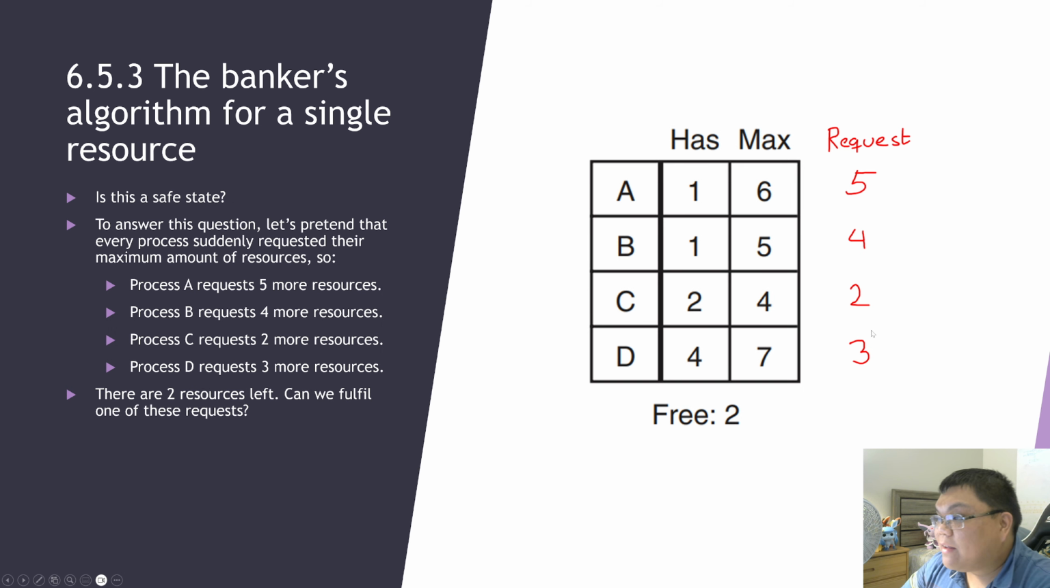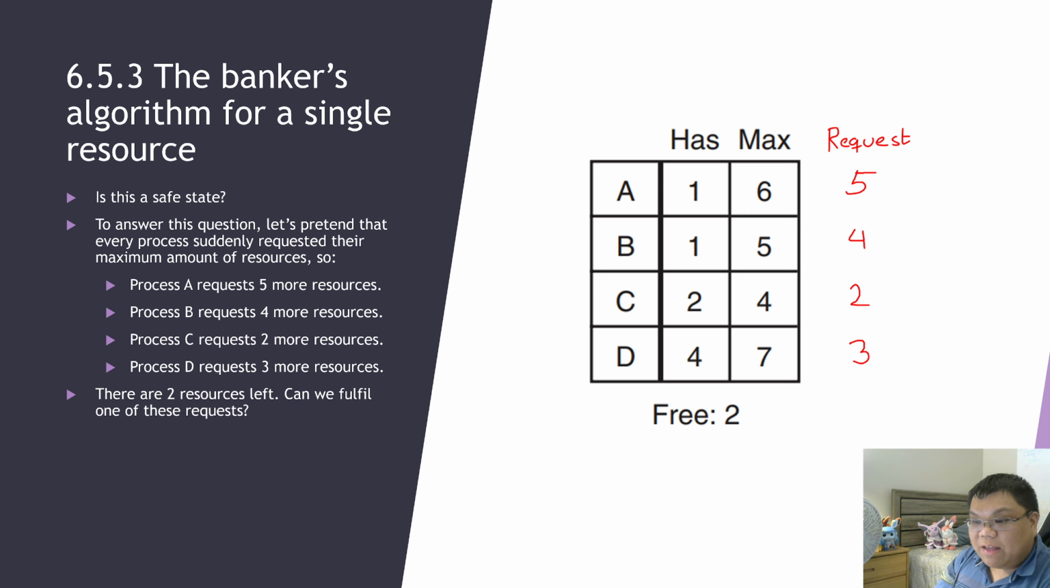We subtract has from max, and then we can add this request column. So that means process A might ask for 5 more resources. Process B might ask for 4 more resources. Process C might ask for 2 more. Process D might ask for 3 more. But we're going to assume that every process is going to request these quantities. So we're going to assume that process A needs 5 more resources, process B needs 4 more, process C needs 2 more, and process D needs 3 more.